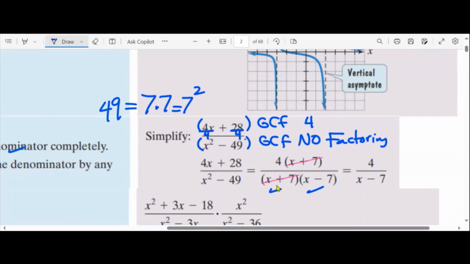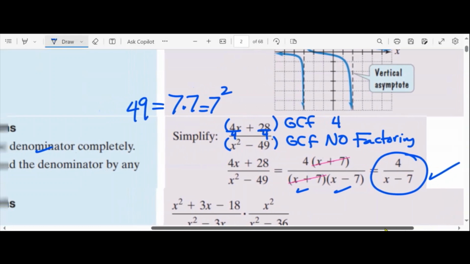Now, can I cancel? Yes. And what's left? 4 over x minus 7. That's the answer. Easy? Yes? Raise your hand if you understand. If you have any question, ask. Okay. So we're done with this.